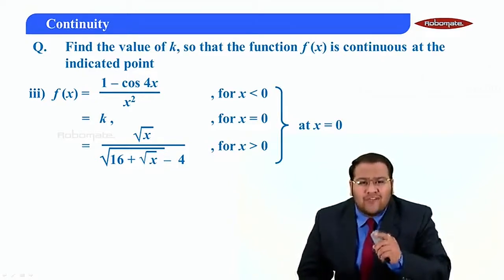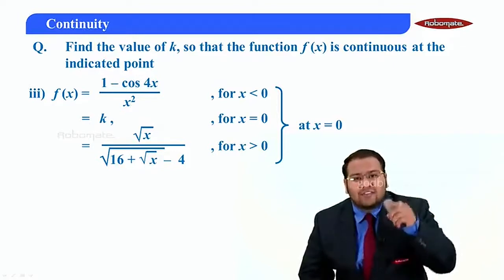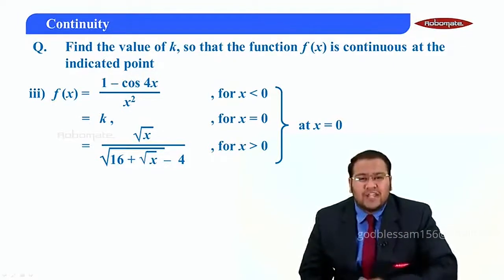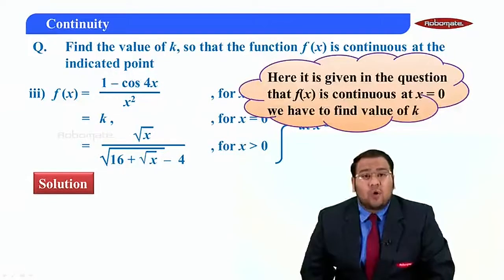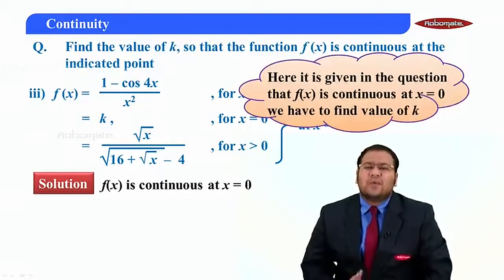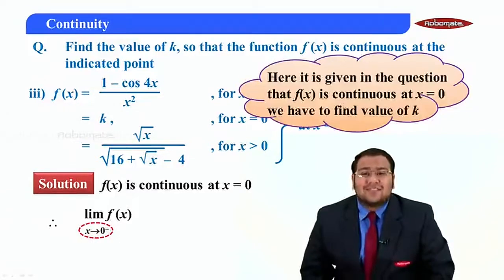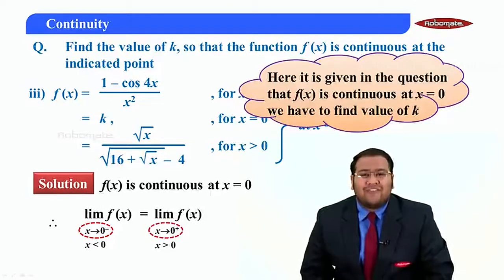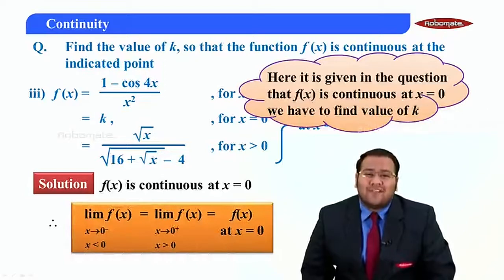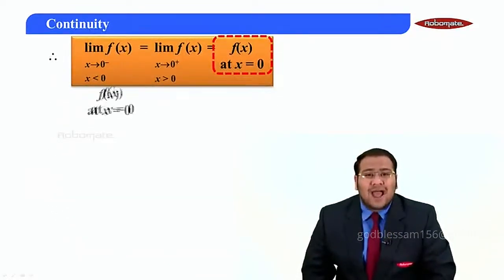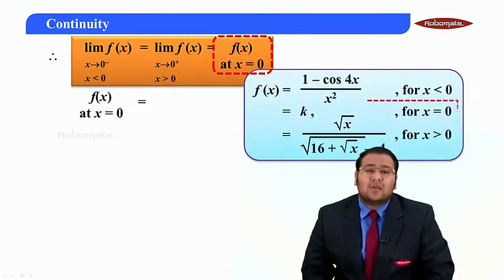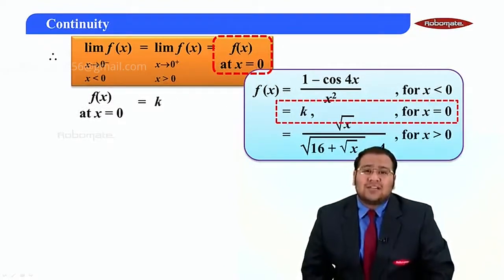Students, mark this point, very important. They have already said that the function is continuous. I can say if a function is continuous, the equation is already satisfied. Which equation? Limit x tending towards 0 minus f of x should be equal to limit x tending towards 0 plus f of x should be equal to f of x at x equal to 0. In this case, f of x at x equal to 0 is your required value, that is nothing but k.